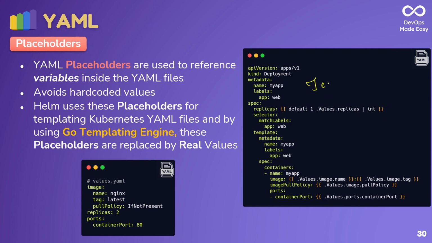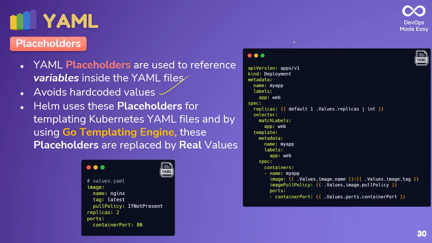So all these are placeholders, and this is known as templating. This templating of YAML files is done in Helm. Helm uses this templating. YAML placeholders are used for referencing variables and avoid hard-coded values. This is the main advantage that we get, and Helm uses these placeholders for templating YAML files.